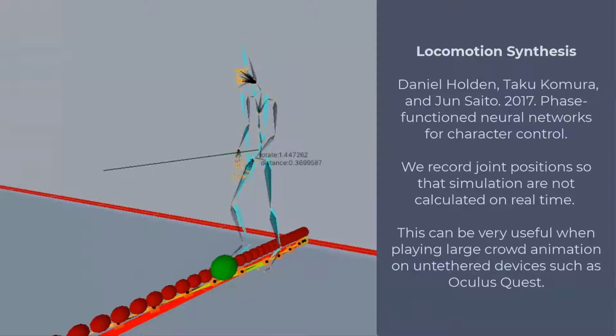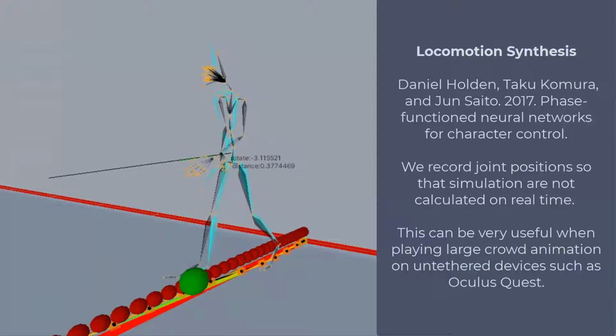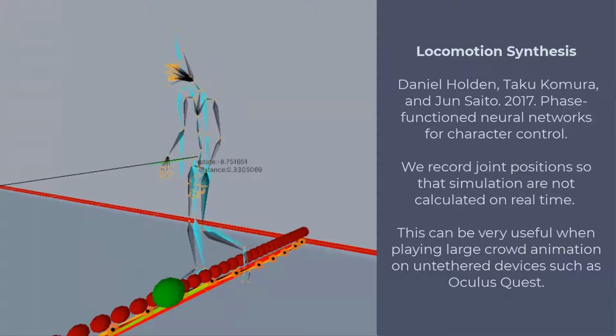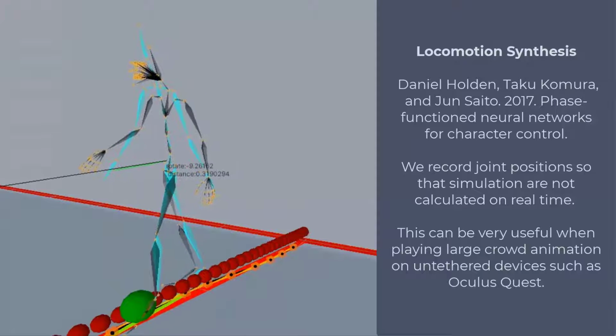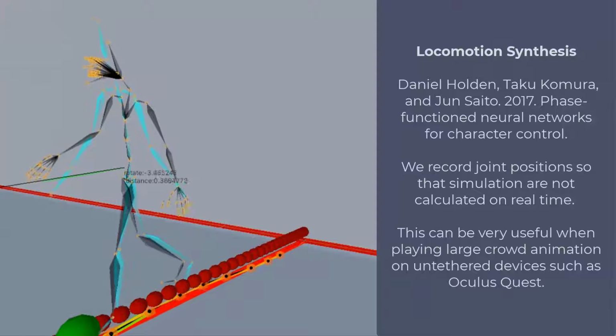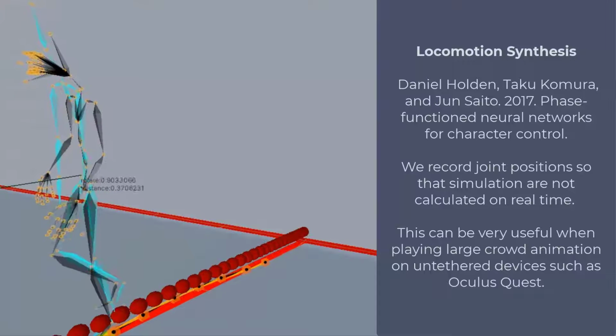We took our inspiration from locomotion synthesis work performed by Holden in 2017, based on deep learning. Phase-functioned neural networks were used for character control. We recorded the joint positions to avoid performing the simulation in real time. This was required for performing the experiments on untethered devices such as the Oculus Quest.